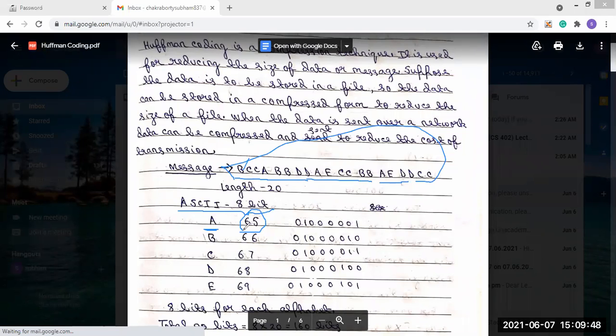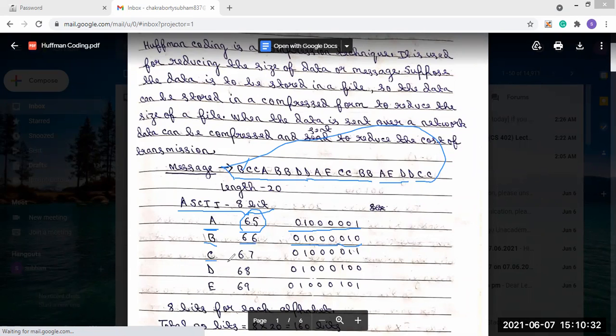Capital A is 65. We know it is 8-bit, so we have to convert this 65 into binary format. Its value will be 0, 1, 0, 0, 0, 0, 0, 1. That is 8-bit data: 1, 2, 3, 4, 5, 6, 7, 8. Similarly, capital B is 66, and its binary code will be 0, 1, 0, 0, 0, 0, 1, 0. This is the 8-bit format.